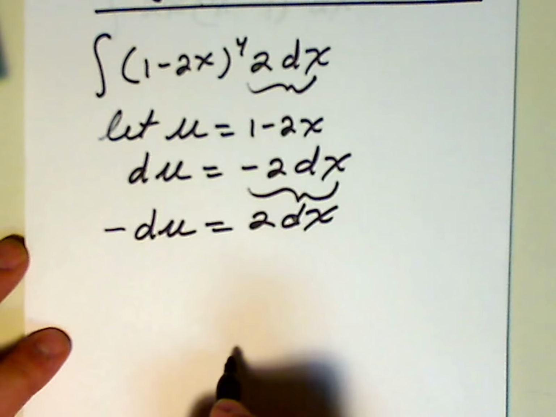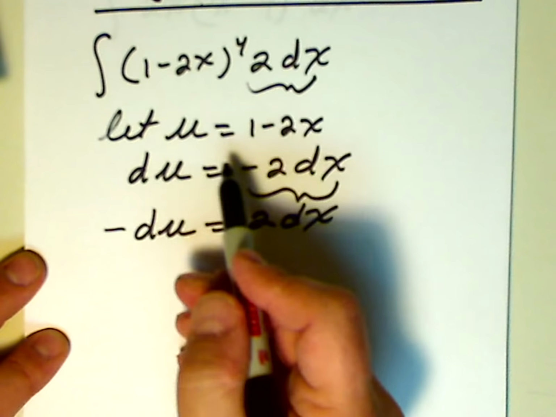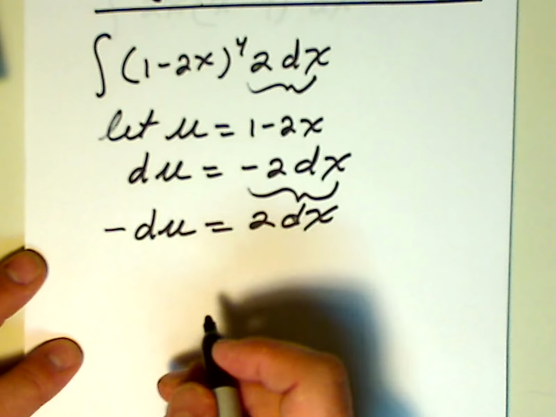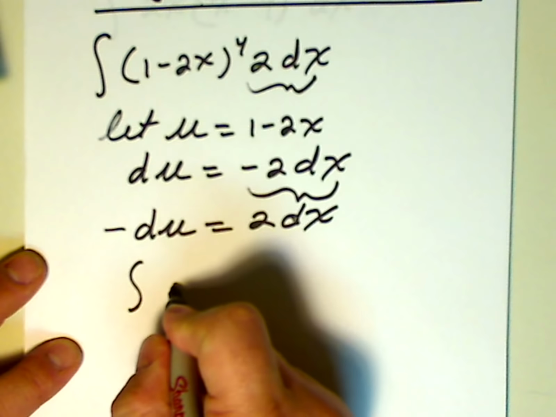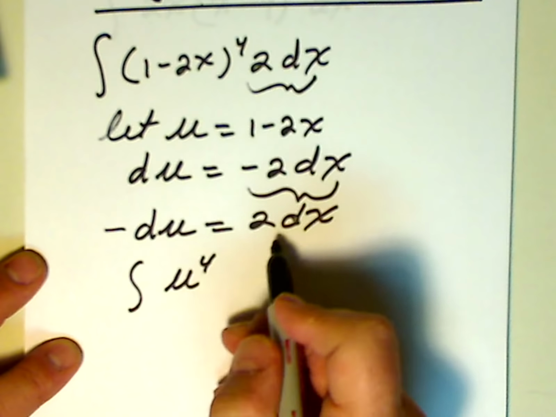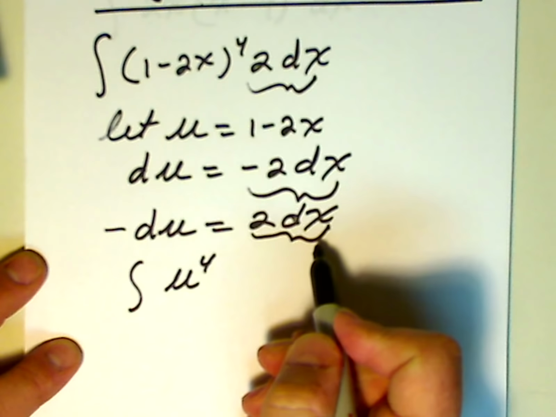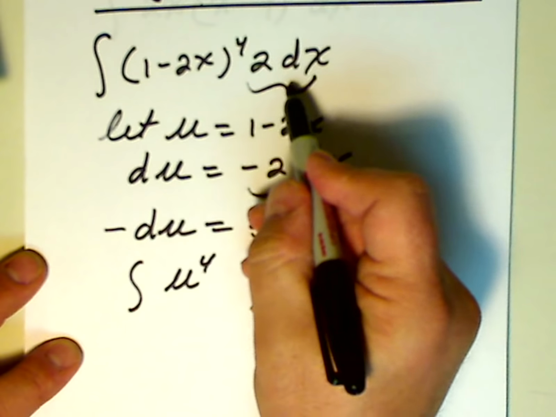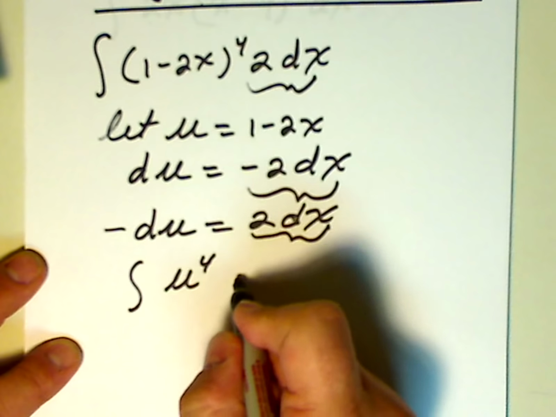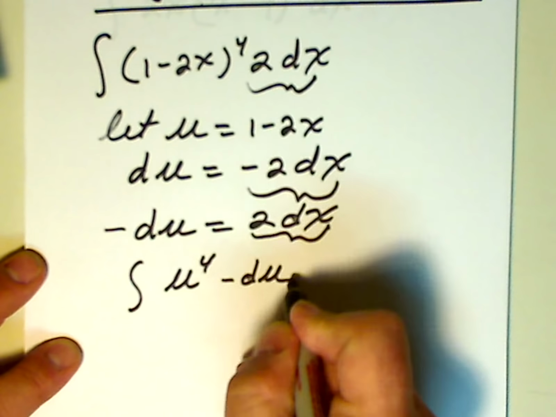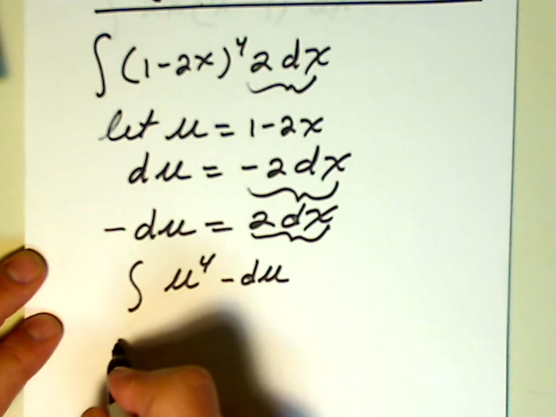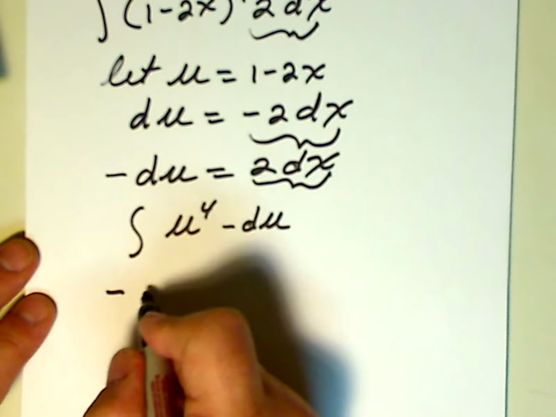Okay, so let's go back and integrate using u as 1 minus 2x. So we have the integral of u to the fourth, and we have a 2 dx sitting here and a 2 dx sitting up here. So 2 dx is equal to negative du. Let's put that in here. Now we have just a negative 1 here, which we can pull to the outside of the integral.